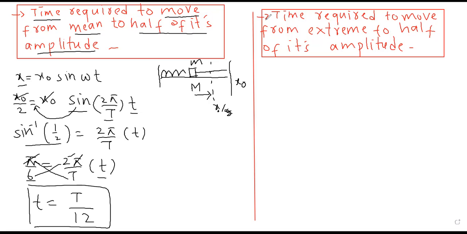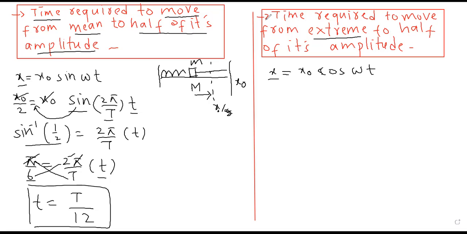Okay, now moving towards another MCQ in the same pattern. In this MCQ we have to calculate the time again, but in this part the particle or the mass starts from the extreme position and covers half of its amplitude. So first we have to write an equation. It's starting from the extreme position, not the mean position, so we have to use the cosine function. So x is equal to x naught cos of omega t.